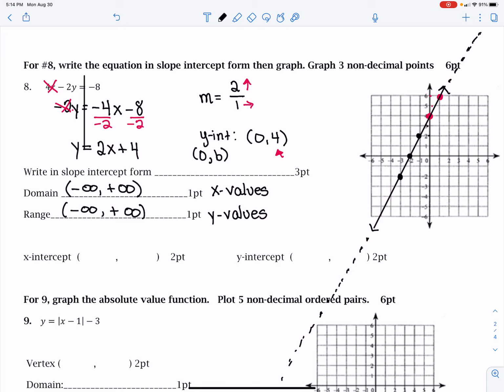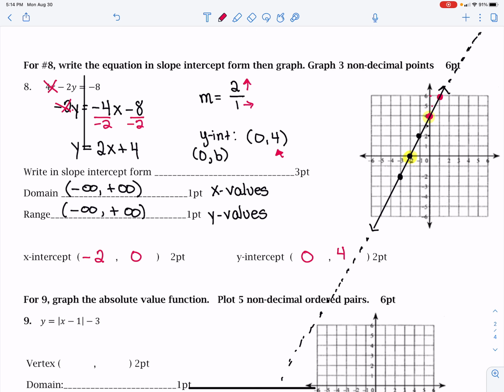The x-intercepts on this one, where does it cross the x-axis? So it crosses the x-axis where x is -2. And at that point, the y is 0. And then it says, where is the y-intercept? Well, it crosses the y-axis where y is 4, but the x value is 0.